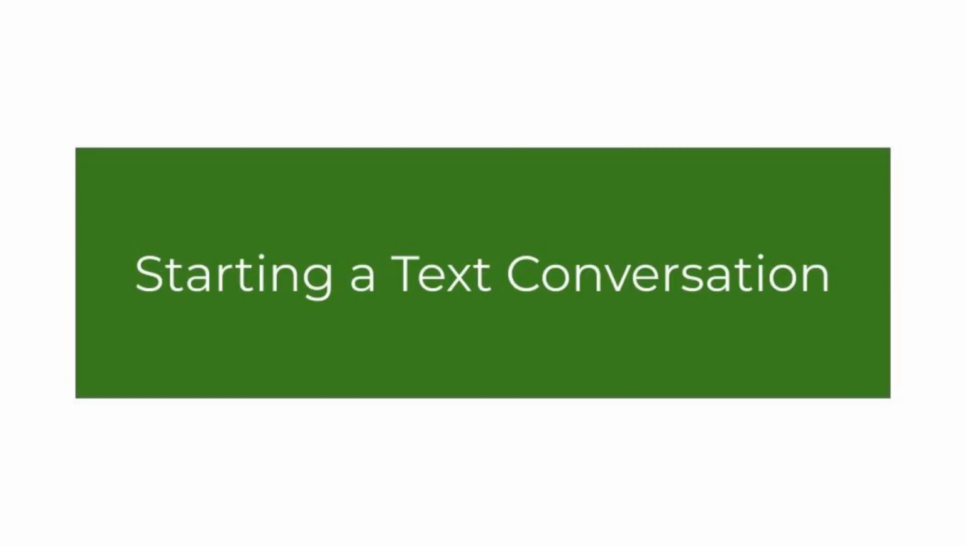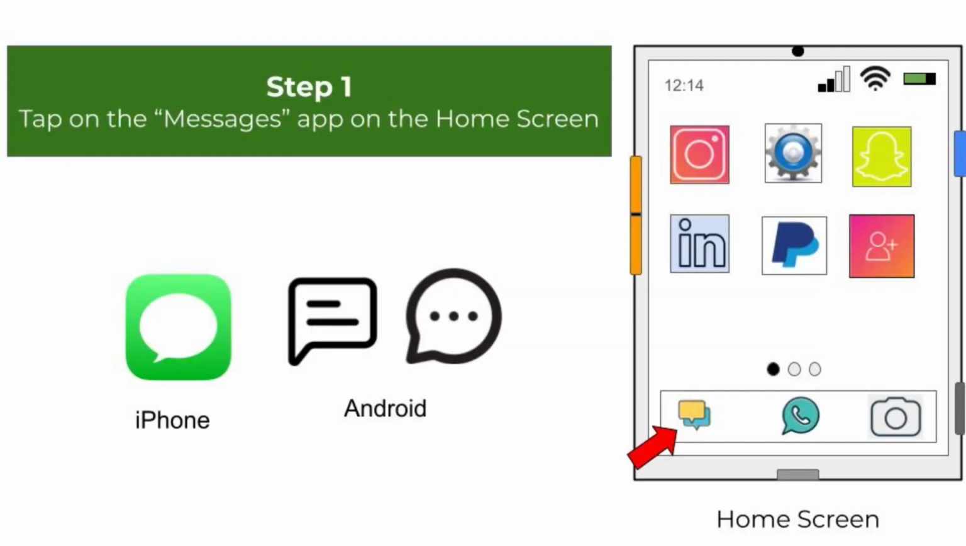Next, we will learn how to start a text conversation by sending a text message. First, tap on the Messages app on your home screen. This app is usually characterized with a speech bubble. The Messages app is a default app that is preloaded on all smartphones, so you should not need to download it from the App Store.